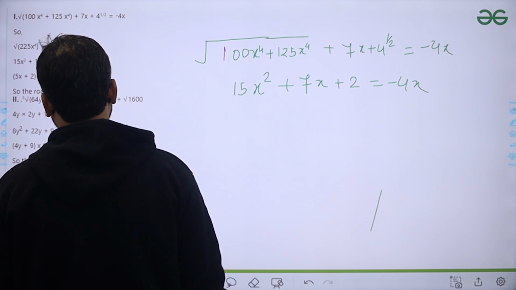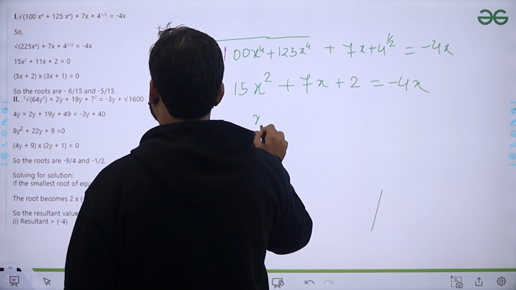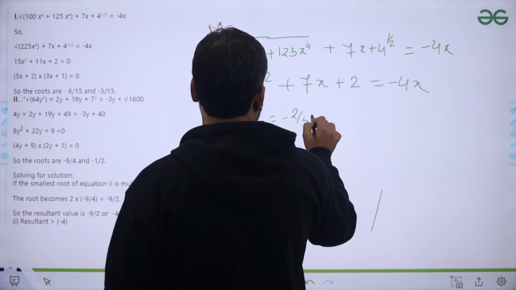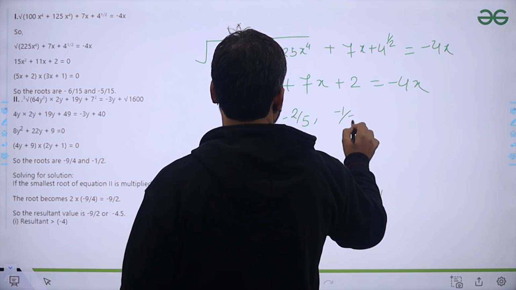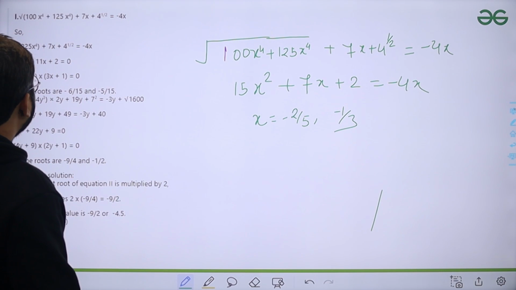From here we can make a quadratic equation. If you are solving the quadratic equation, the value is coming as x is equal to -2/5 and -1/3. So we have the first one. Now from here we can find the roots for the equation.